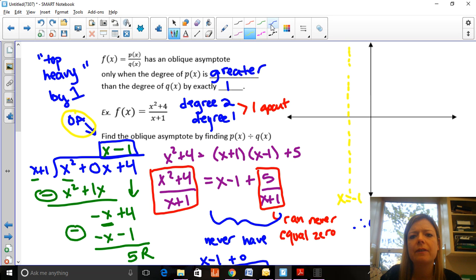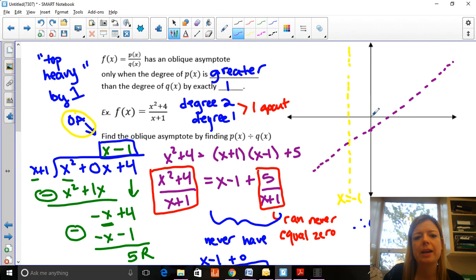Okay, and we have an oblique asymptote at x equals -1. So there's -1. So, you know, you have a slope of 1. So it looks something like this. You could do a bit more exact on your graph. Okay. What else do we know?